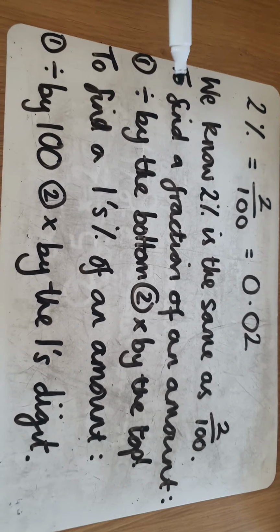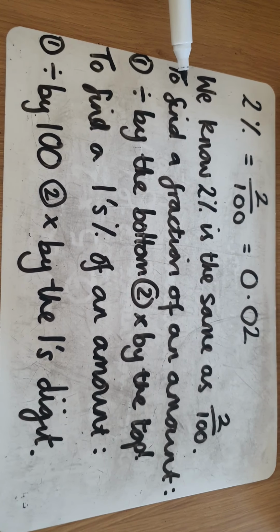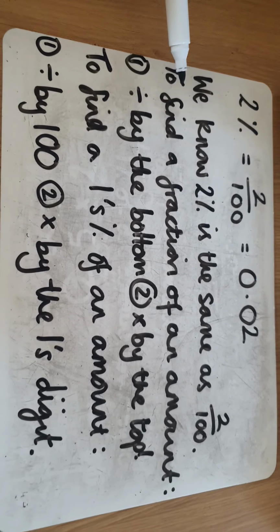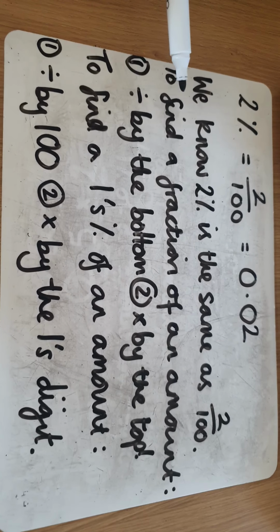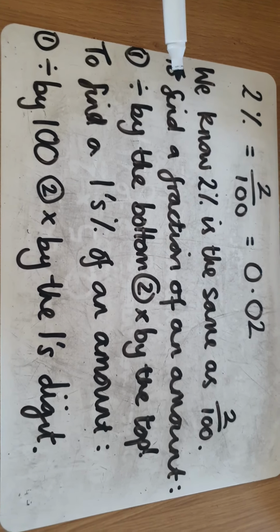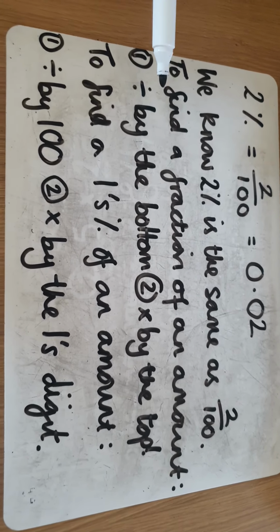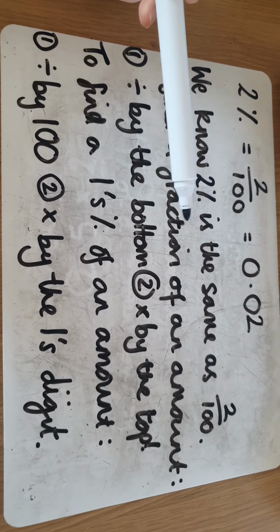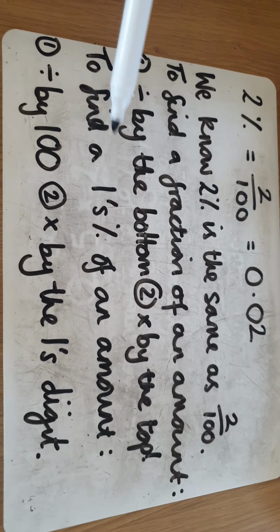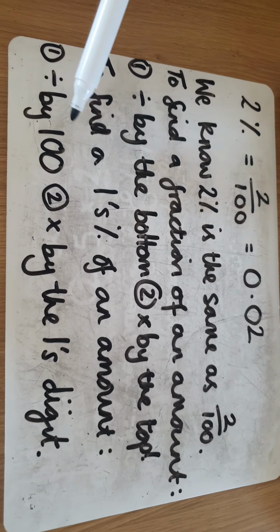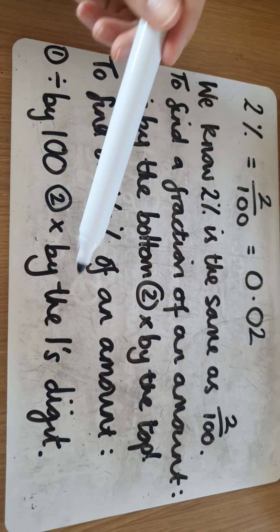So again, using the same method of fraction of amounts and the same method that we did to find 10%, it follows the same sort of format. So to find a fraction of an amount, you divide by the bottom and times by the top. To find a ones percentage of an amount, you divide by 100 and times by the one digit.